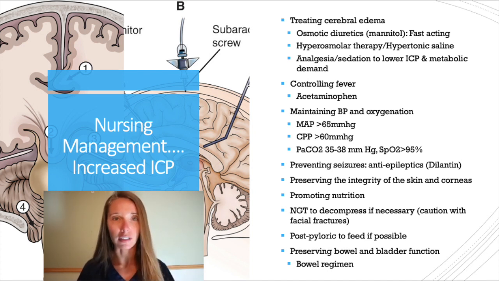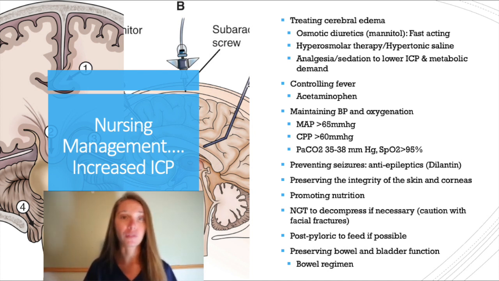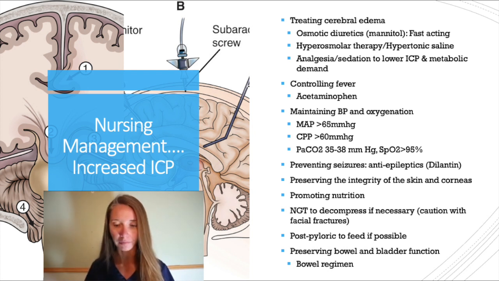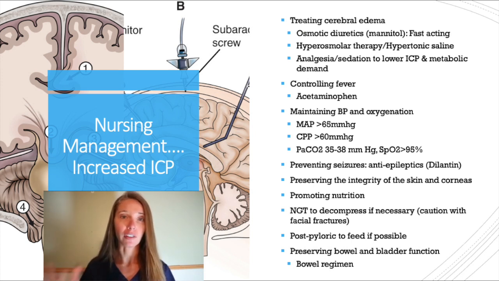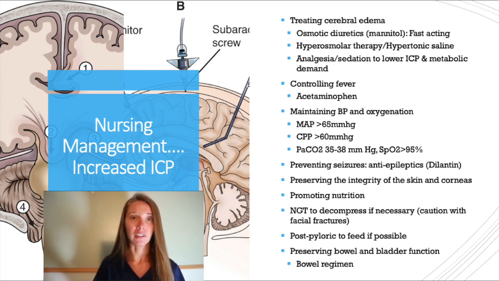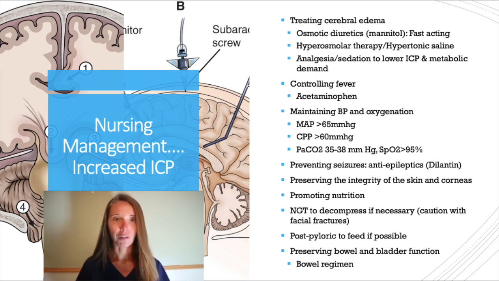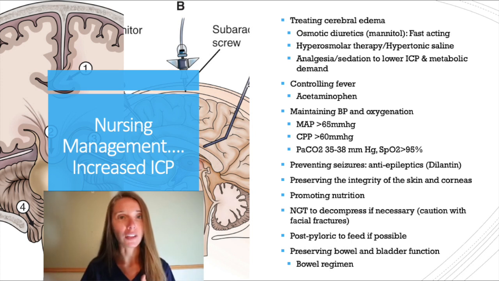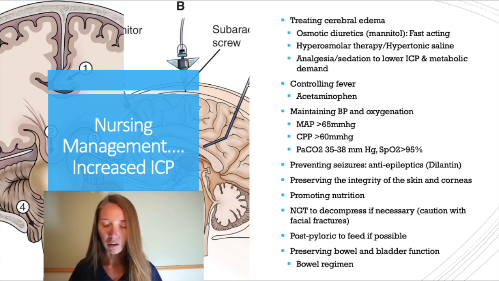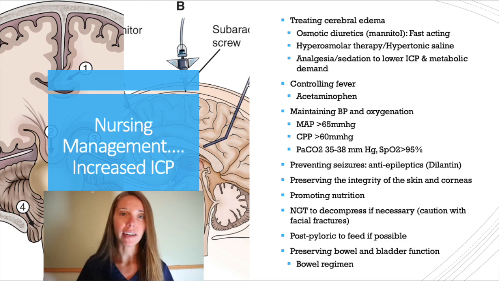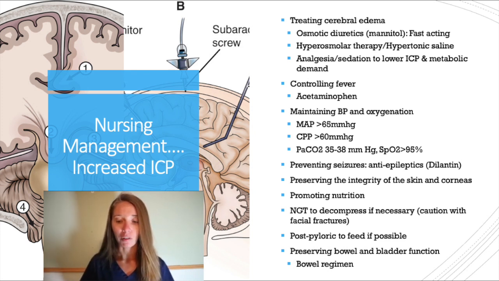So a MAP greater than 65, a cerebral perfusion pressure greater than 60. We want our CO2 low normal, and we want our oxygen to be greater than 95%, our O2 sats to be greater than 95%. We're going to prevent seizures by using anti-epileptics, like a loading dose of Keppra or phenytoin, Dilantin.